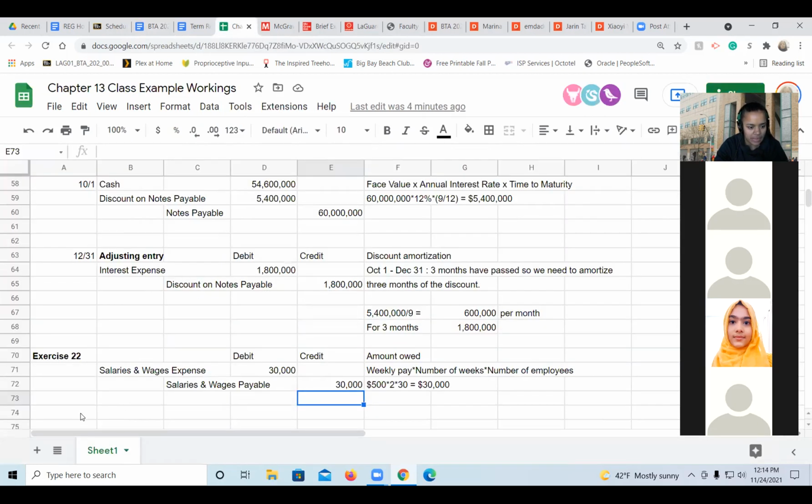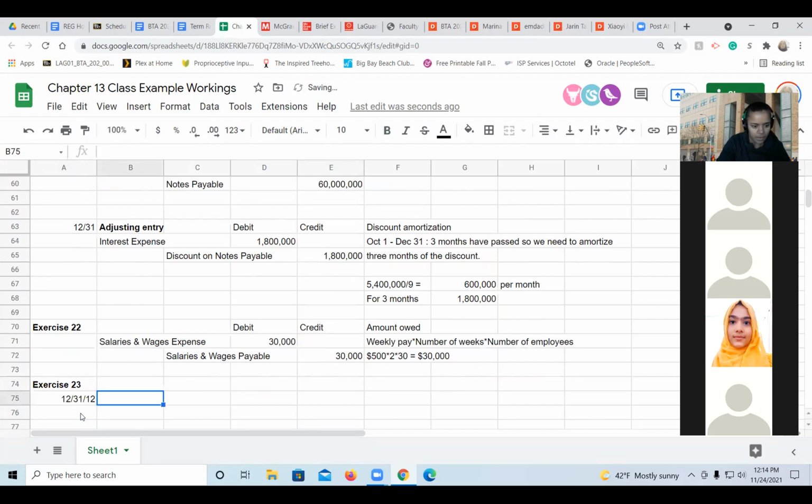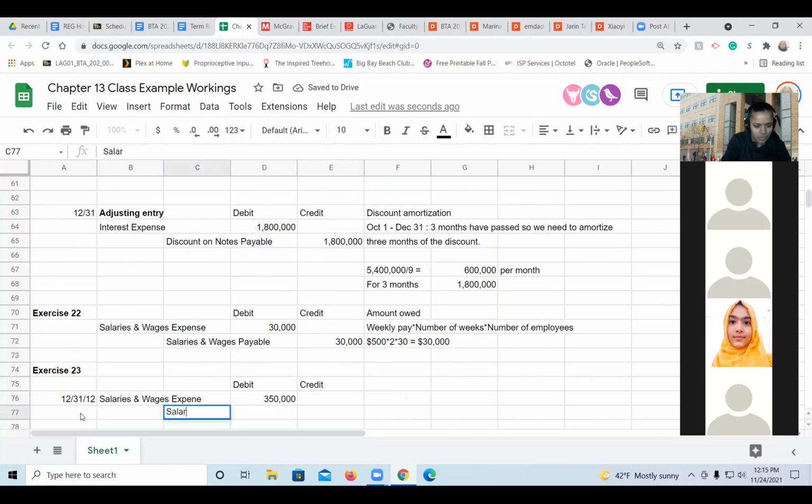Okay, so exercise 23. On 12/31/12, this is when you're accruing for that bonus that the people have earned. So it's going to be the same accounts. It's salaries and wages expense, $350,000, and salaries and wages payable.